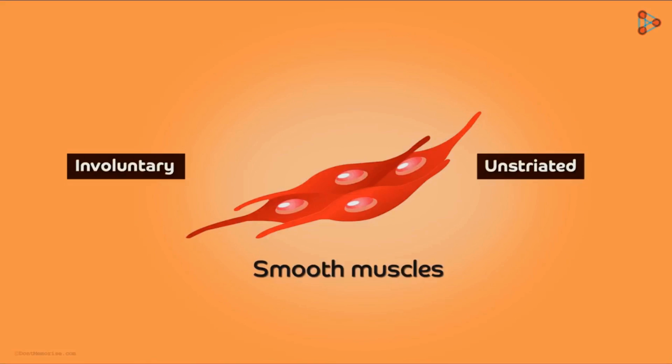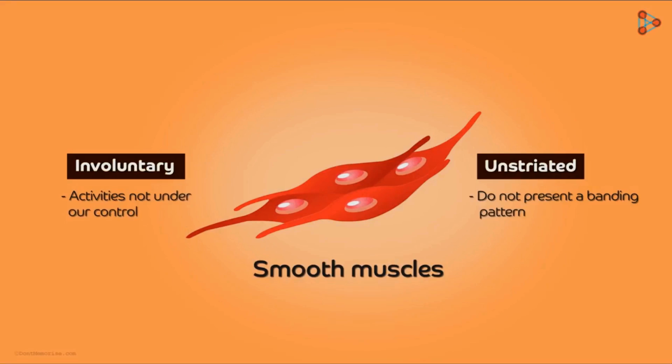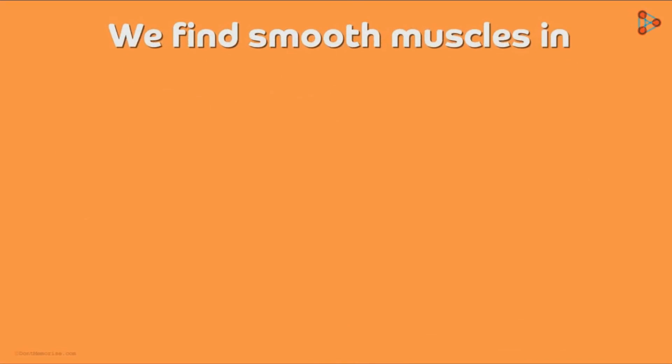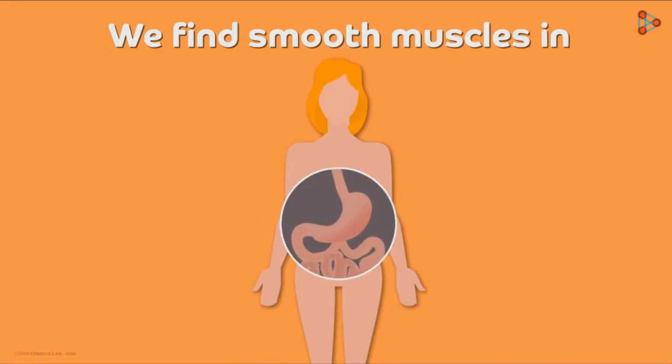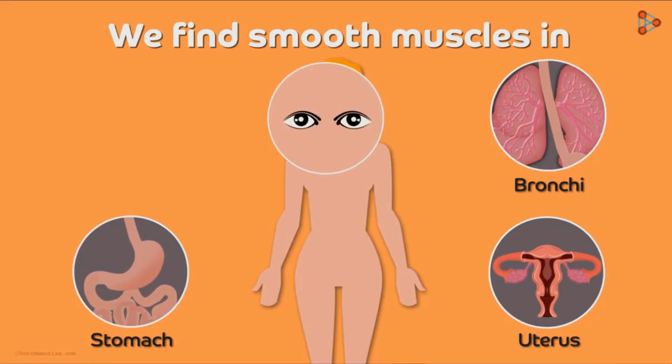Smooth or unstriated because they do not present a banding pattern like the striated ones when stained and observed under a microscope. Instead, they have long spindle-shaped uninucleate cells. And why involuntary? Yes, because their activities are not under our control. So what could be their location now? Well, we find smooth muscles in the stomach, in the bronchi, in the uterus, and also in the iris of eyes.